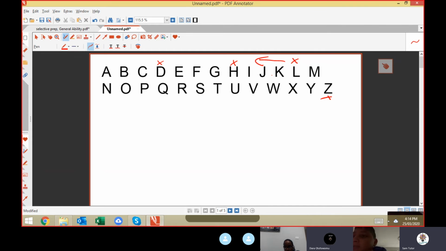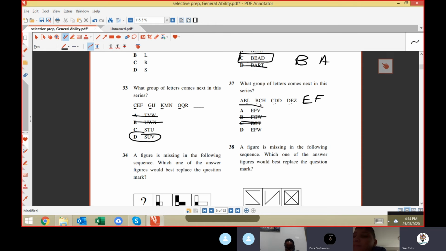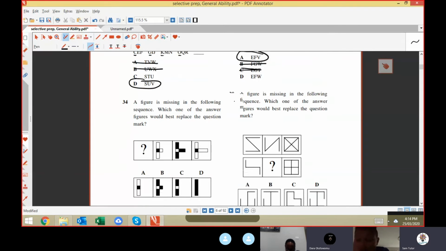L, H, skip 3, D, skip 3, and it starts again from down here. Z, skip 3, V. Good job. Did everybody understand that one? Yep. Great work.